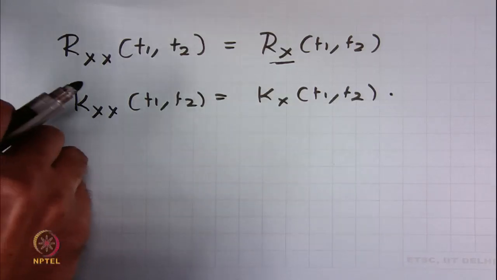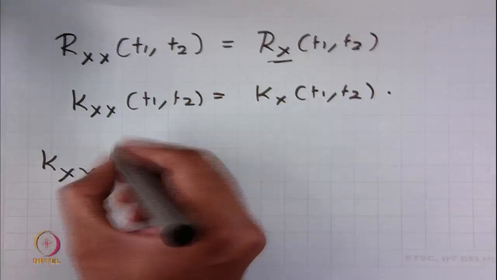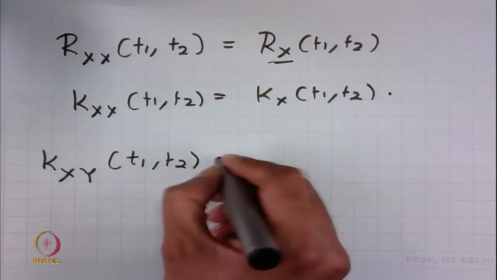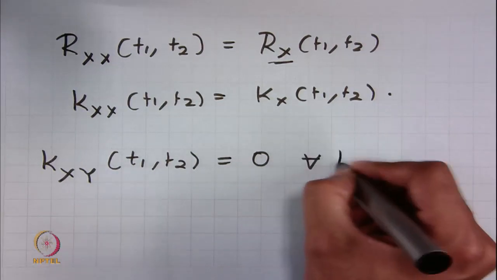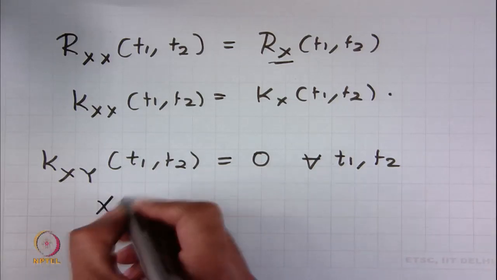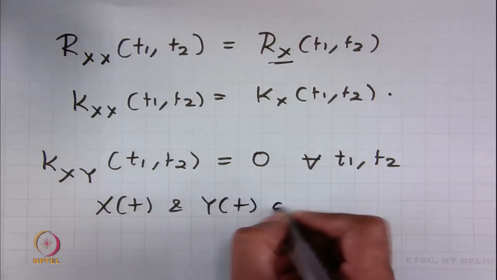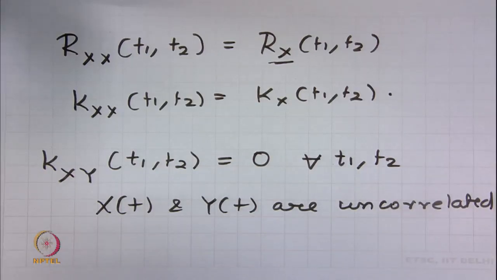Now, something more interesting. In case of random variables, we said the two random variables are uncorrelated if their covariance is 0. Here also, for the two random processes x and y, if the covariance of two random processes is 0, but this has to be 0 for all t1 and t2. So, for all time instances, for all epochs, if the covariance of the two random processes is 0, then we say that the random processes are uncorrelated. This is how we define uncorrelated random processes.